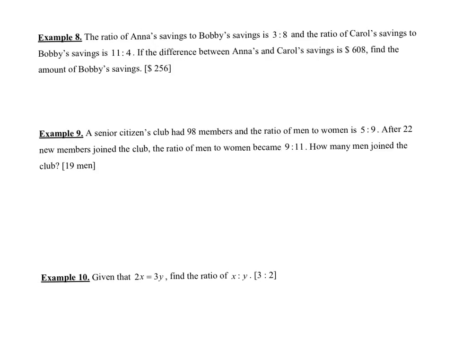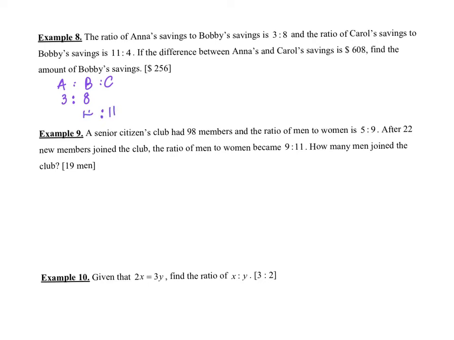Now, before we end off our lessons for this next part, we're going to look at our example 8, 9, and 10. So slightly a little bit harder questions to practice. Okay, now first one on word problems, the ratio of Anna's saving to Bobby's saving. So let me write down the ratio first. I'll denote A for Anna, B for Bobby, and C for Carol's saving. So the ratio of Anna to Bobby is 3:8. Carol's savings to Bobby's saving, Carol is 11.